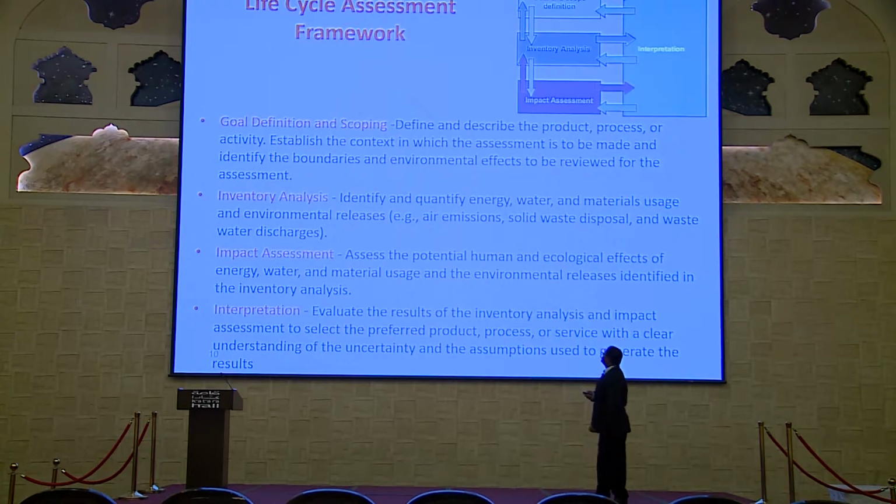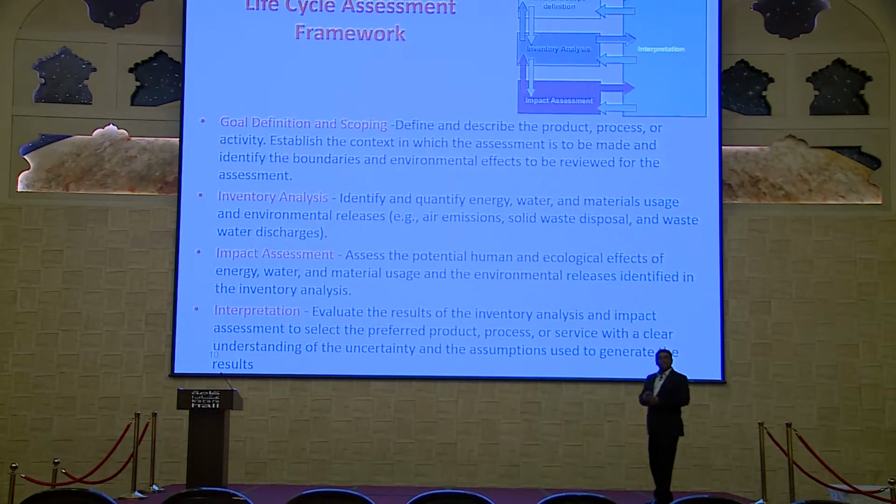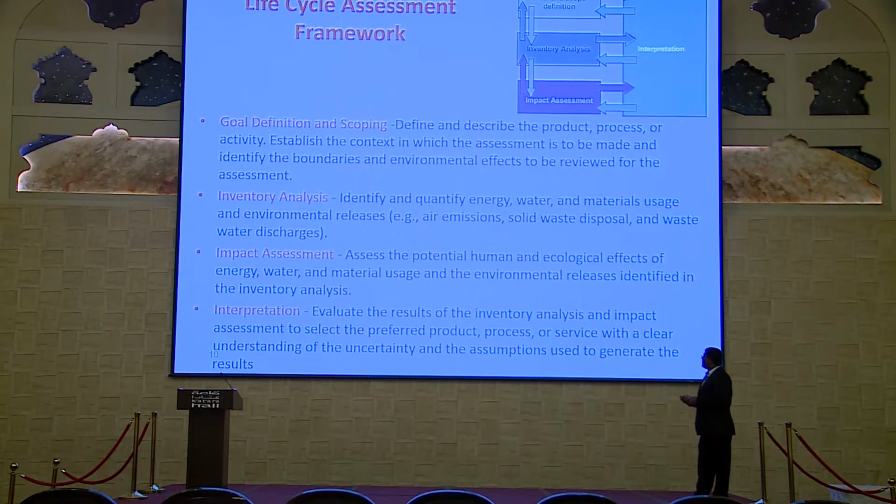Okay, thank you. So now for the life cycle assessment analysis, we can see that first we need to set up a goal, and then we need to do the inventory analysis. So identify and quantify what are the energy, water and materials used and environmental releases as well. And then after that we will do the impact analysis. After the impact analysis, we will interpret the inventory analysis and impact analysis data in order to make a better decision for our products, processes and services, with a clear understanding of what we want to do and what the uncertainties are and the assumptions used to generate the results.